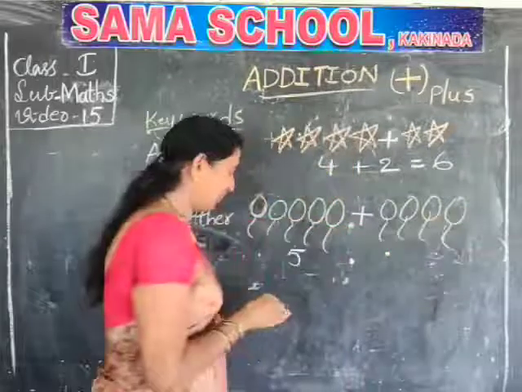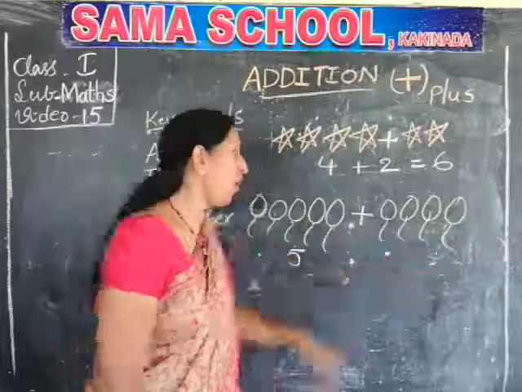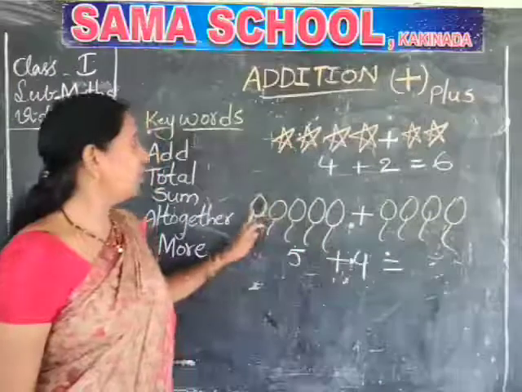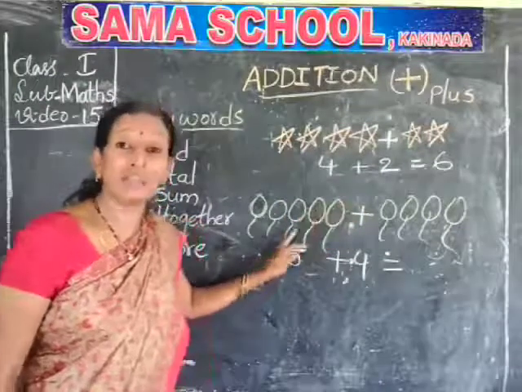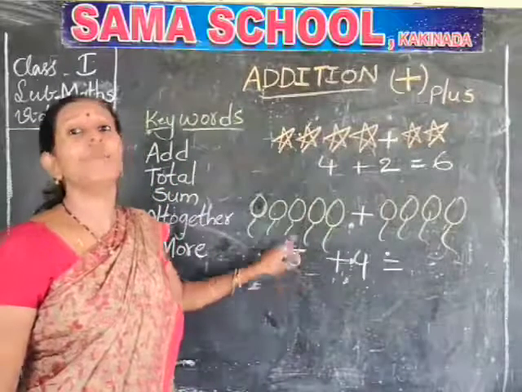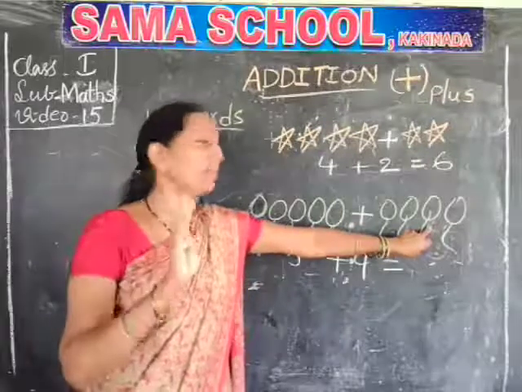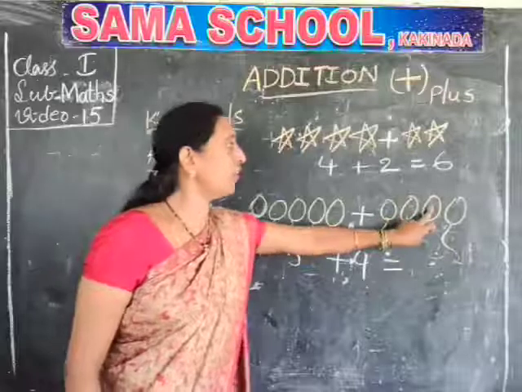Here also, how many balloons? 1, 2, 3, 4. 4 balloons. 5 balloons here. And in this 5 balloons, in the 5 number, how many more are you adding? 4 more balloons you are adding. 1, 2, 3, 4.